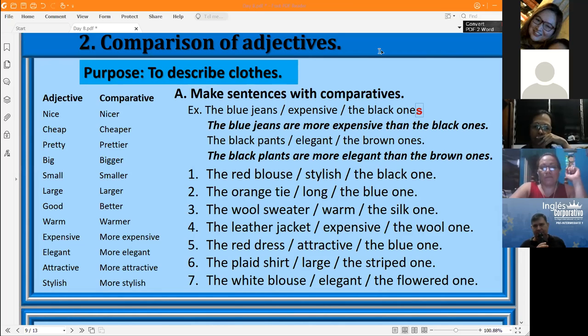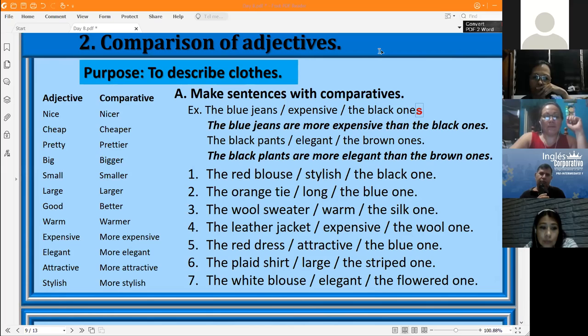Jamilet? The red dress is more attractive than the blue one. Number five. Yes, excellent. Very good. Thanks. Now, number six, Olga, right? Olguita, okay.